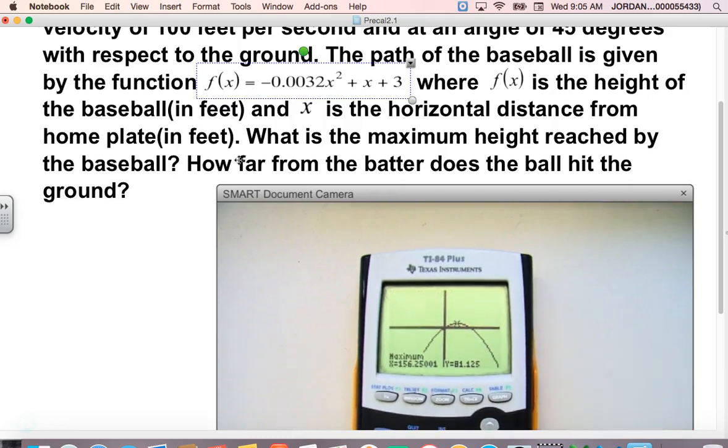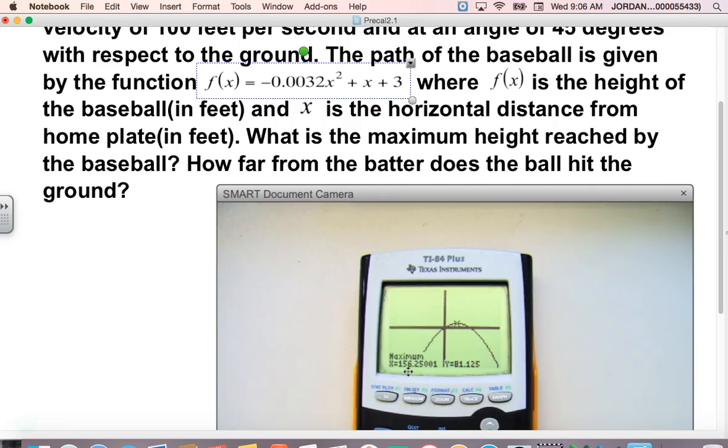Okay, so we get that y, remember y is f of x, which is the height of the baseball. So when it asks what's the maximum height reached, well, the maximum height is the y value, 81.125. And the x value is the horizontal distance from home plate, so the distance that it is away from the plate. And so when it asks how far from the batter the ball hits the ground, x is our answer. That's how many feet the ball traveled in the air.